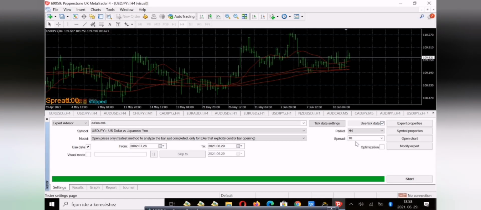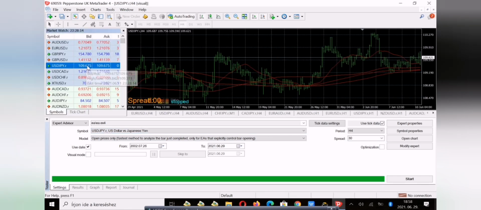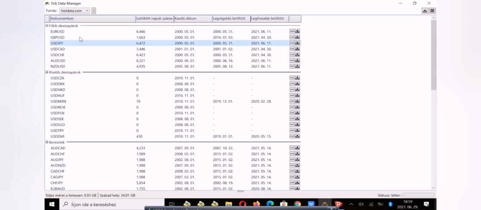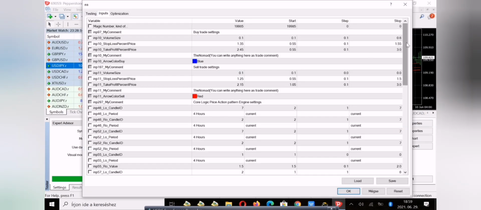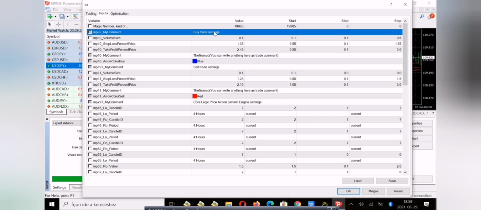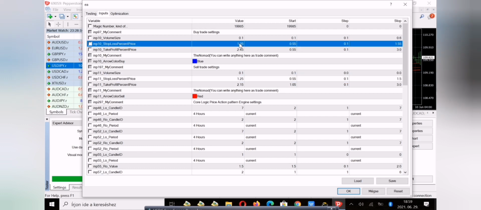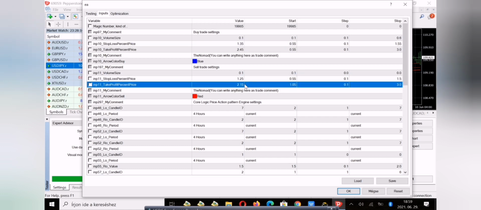Hi guys, so let's start this test. As you see, I will test this EA in MT4, and I will test it for almost 20 years with tick data. These are my inputs that are currently in the EA. I have a great risk to reward ratio with stop loss and take profit percent, and above that, a dynamic exit.